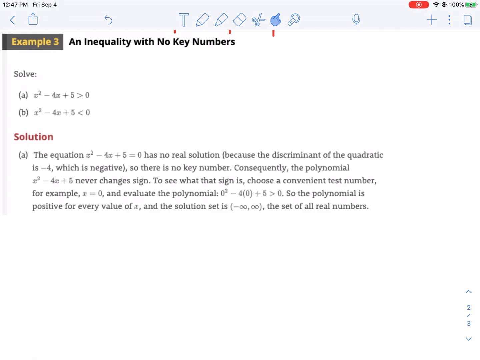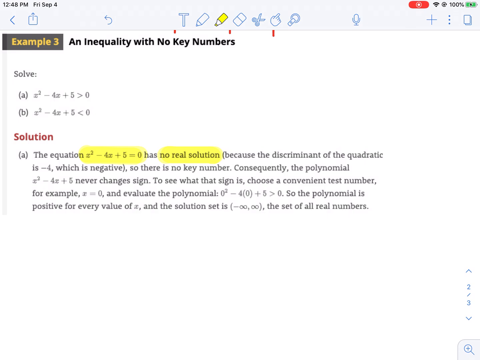This problem says x squared minus 4x plus 5 is greater than 0. Same thing, when is it less than 0? Well, I'm trying to solve this. So I'm trying to factor, but I'm getting no real solutions. Okay, you could maybe get a square root of a negative. You might get some imaginaries, but there's no real answer.